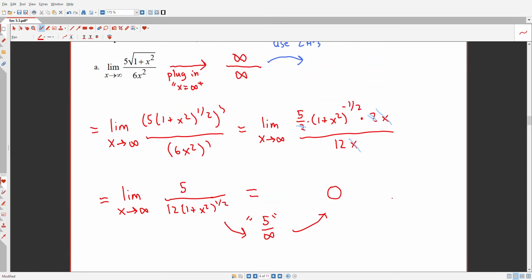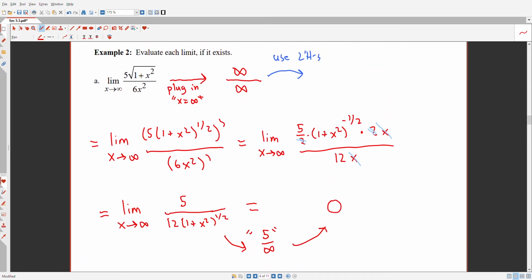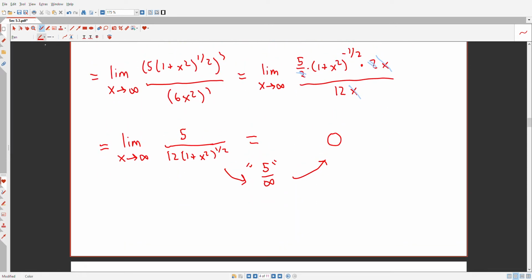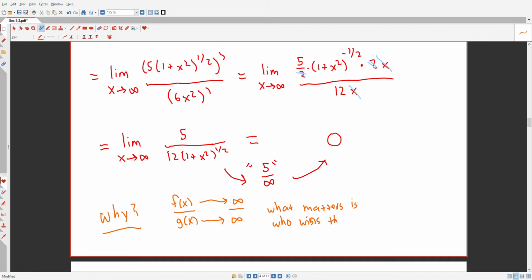So again, L'Hopital's rule is useful here. Why is L'Hopital's rule working for this infinity over infinity case? It's the same reasoning. If you have two functions divided by each other, and the top one's going to infinity, and the bottom one's going to infinity, just like when they were both heading to 0, what matters is who's winning the race.